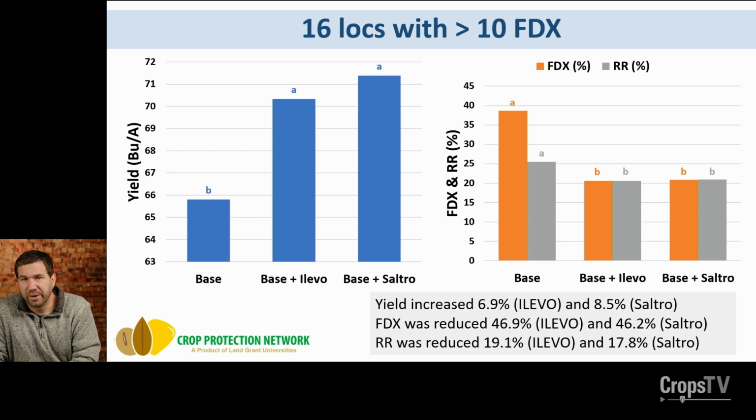And then the FDX was reduced now around 46-47%, and root rot was reduced 18 to 19%. And so, again, pretty consistent with fields that have an FDX greater than 10. These numbers match up with previous research quite nicely.